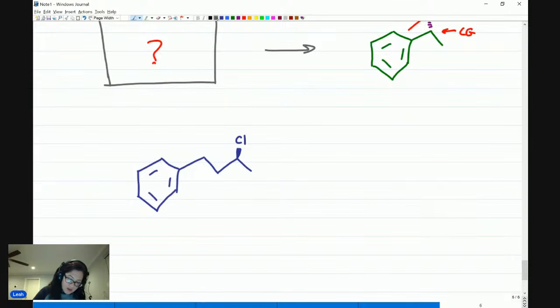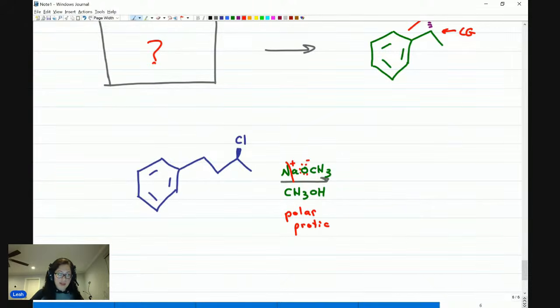How's that? We're going to react this one with NaOCH3. That is really just Na plus, a spectator, and CH3O minus. Its conjugate solvent is CH3OH. Recognize that this is a polar protic solvent, more likely to do E2. Here's what we're going to do to come up with a product.